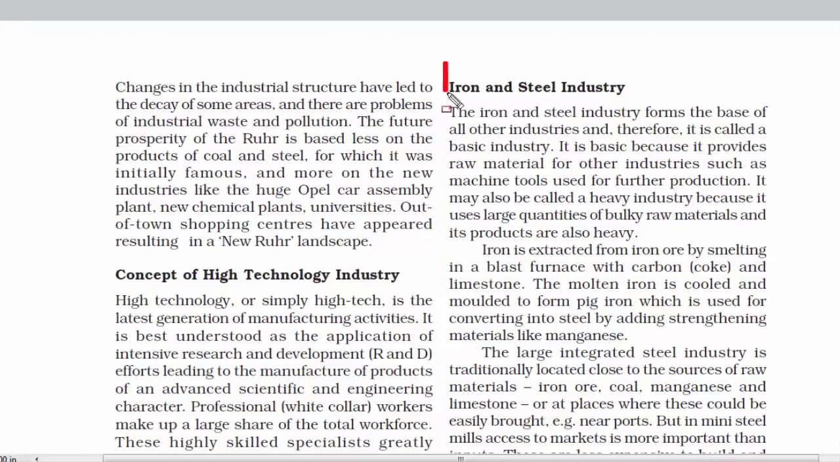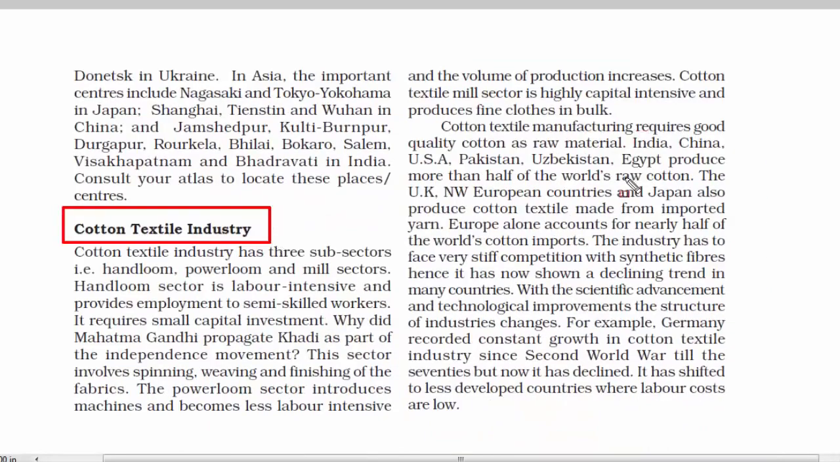And the last topic is the iron and steel industry and the cotton textile industry. I'll cover this topic in a separate short video because it needs proper attention with the help of map work and other necessary details. So I'll cover them in a different video. With this, we have come to the end of this video.